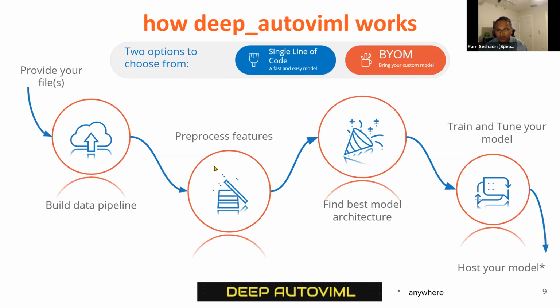I'll show you some examples of code and how it looks. For now, let me just explain the high level of how it works. You just need to provide your data files, and it can be images, text, or tabular data. It will build what's known as a data pipeline. A data pipeline in TensorFlow is very different from a pandas read CSV statement. And I found that out the hard way.